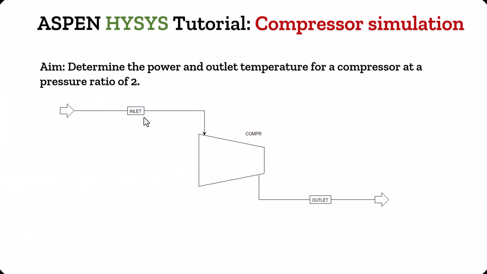In this video, I show you how to simulate the compressor in Aspen HYSYS. The aim of this simulation is to determine the power and the outlet temperature of the compressor at a pressure ratio of 2. To start the simulation, let's move to Aspen HYSYS.